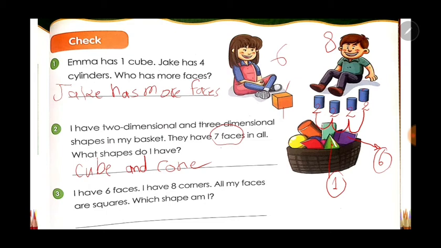Number 3. I have 6 faces. I have 8 corners. All my faces are squares. Which shape am I? All the faces are squares. Perfect, it's a cube. Excellent, it's a cube. All the faces are squares.